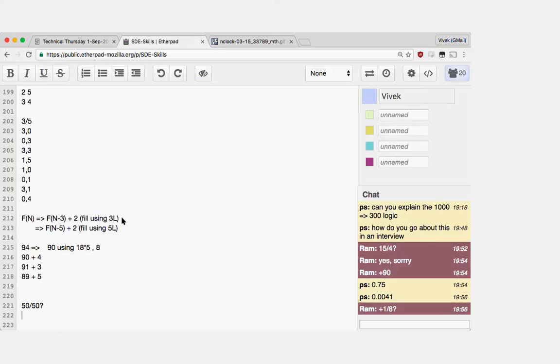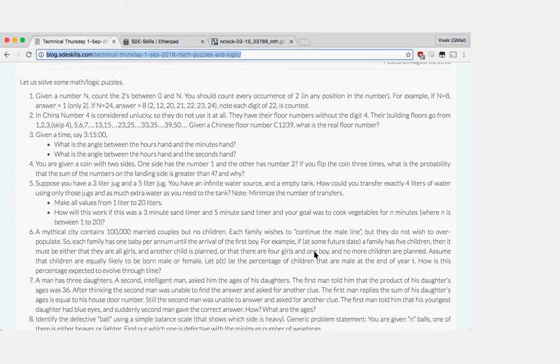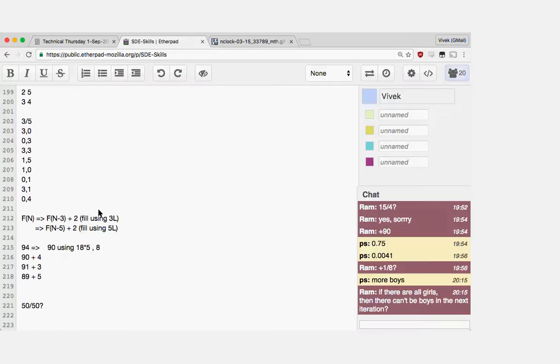50-50. I would say that we'll have to make some assumptions here, because the percentage of boys versus girls would depend on the probability of having a girl child versus a boy child. Yeah. Let's assume that's 50-50. I think the question actually says that: assume that the children are equally likely to be born male or female. I anticipated that question.